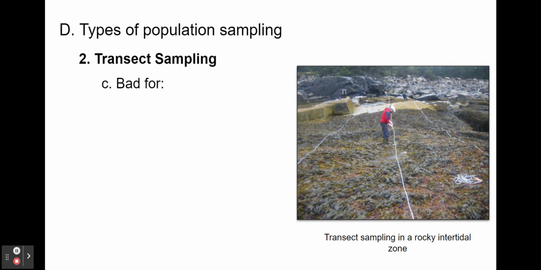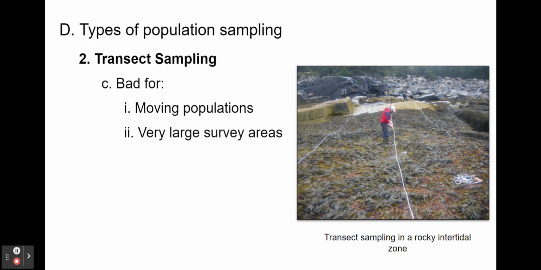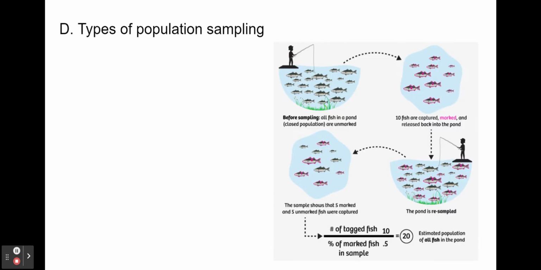Transect sampling is bad for moving populations for the same reason as quadrat sampling. Very large survey areas, we need to actually put down a line. We can't put down a line across the state of Maryland. And 3, determining population size and density. Transect sampling is really much better for seeing how populations change or determining a very rough estimate of biodiversity.